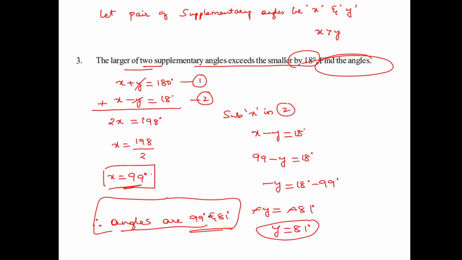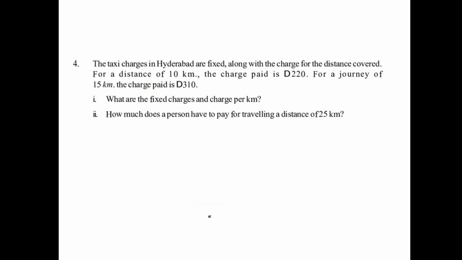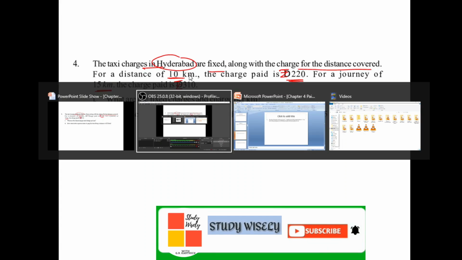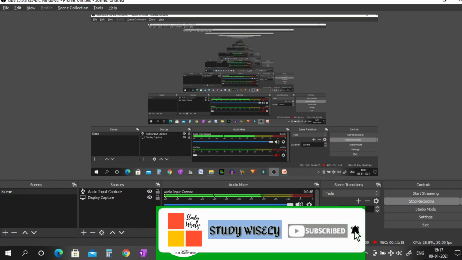If we jump into the next one, let's see what can be done here. Okay, a taxi charge in Hyderabad is a fixed charge along with a charge for the distance covered. For a distance of 10 kilometers, the charge paid is rupees 220, and for a journey of 15 kilometers, the charge paid is rupees 310. Hope it is clear to everyone up to here, the printout, right?